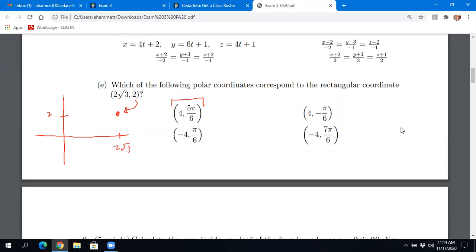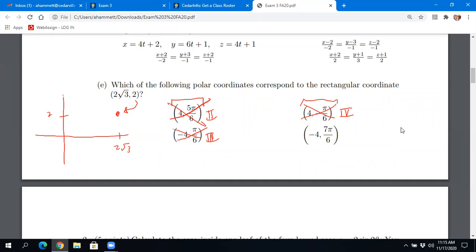Radius of 4, angle 5, no. Okay. Is this point, 4 negative pi over 6, in the first quadrant? No. That's in quadrant 4, right? So this first point over here was in quadrant 2. What quadrant is this guy in? 4. Okay. Pi over 6, negative 4. Pi over 6 gets us in the first quadrant, then negative 4 flips us over into the third quadrant. So that's in quadrant 3, so that's no good.